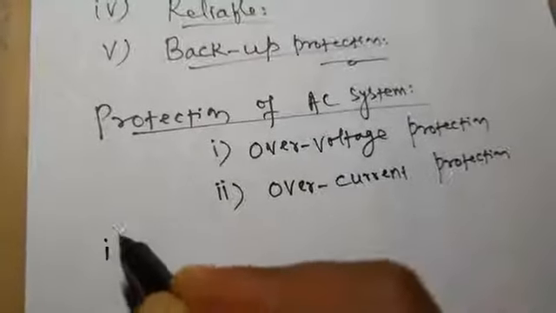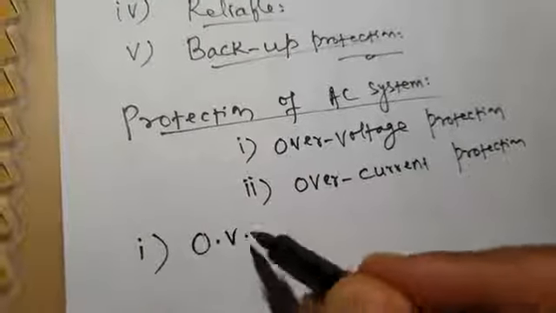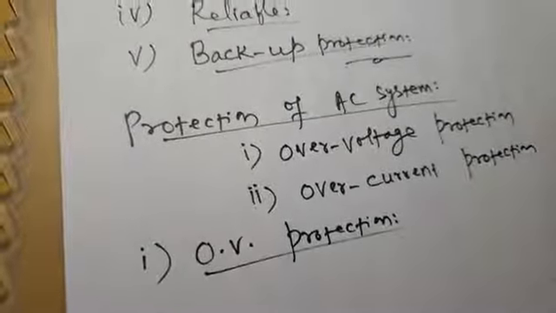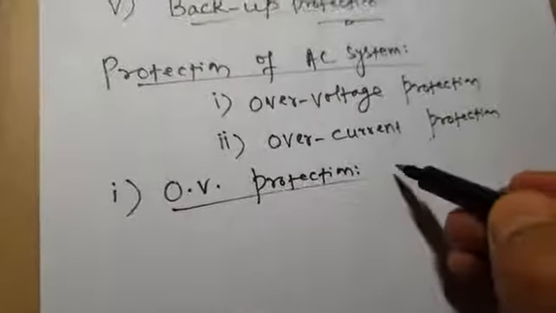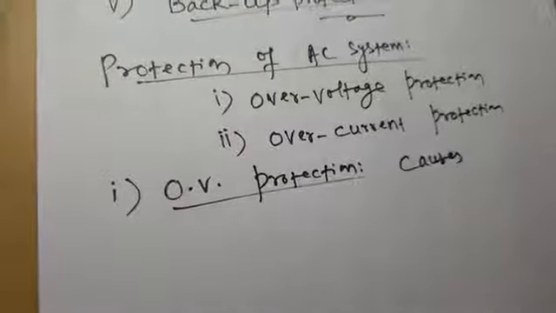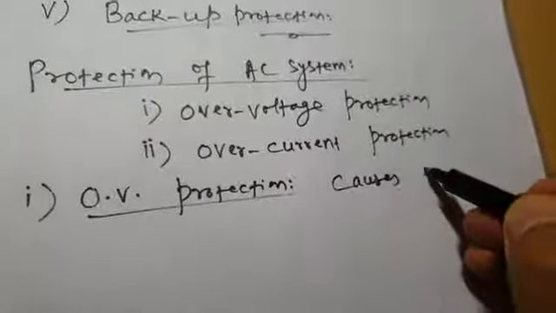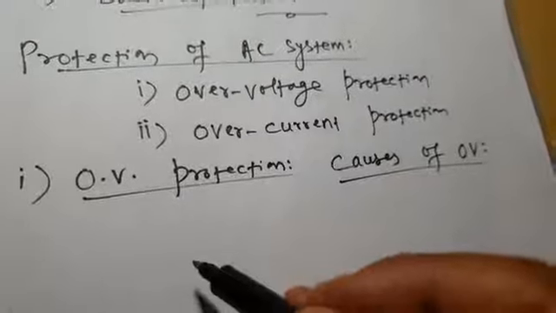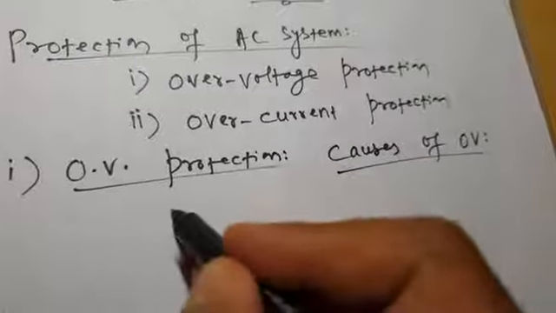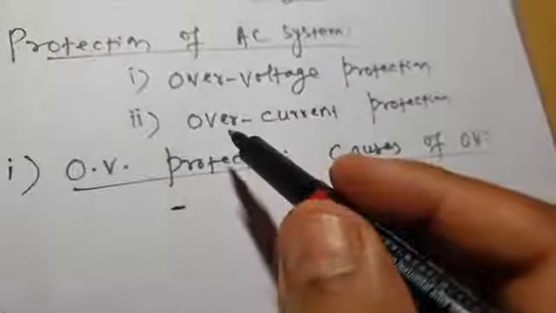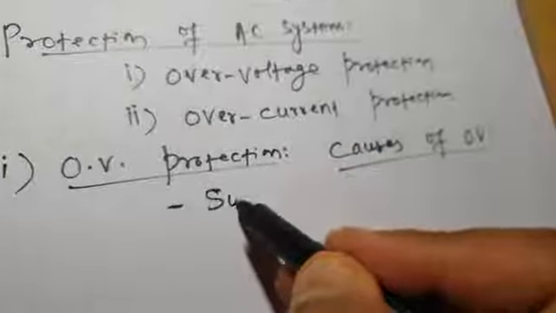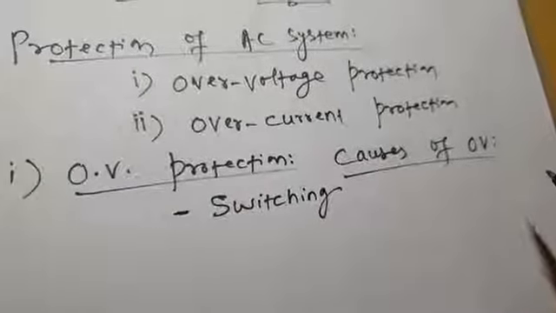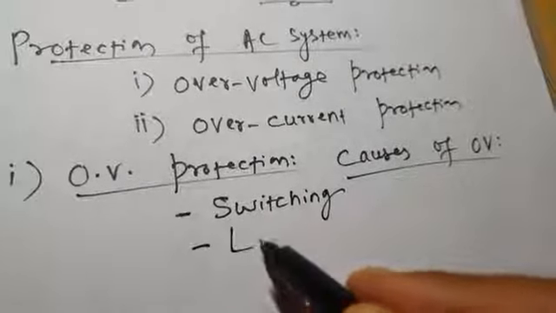Now, let us take overvoltage protection first. Before you design a protection scheme for overvoltage protection, you must know what are the causes of overvoltage on the AC side of the HVDC system. There are very well-known causes of overvoltage on the AC side. First is switching. Capacitor switching or inductor switching results in overvoltages. Second cause is lightning stroke.